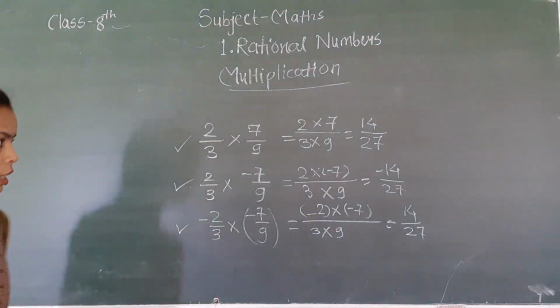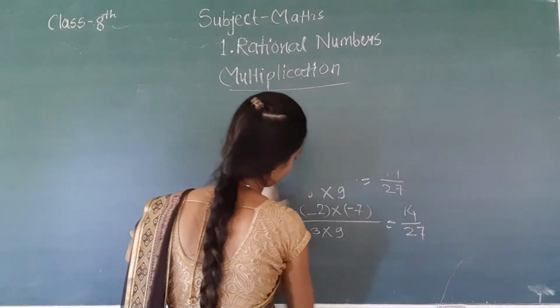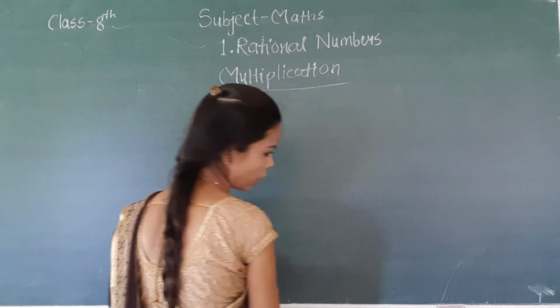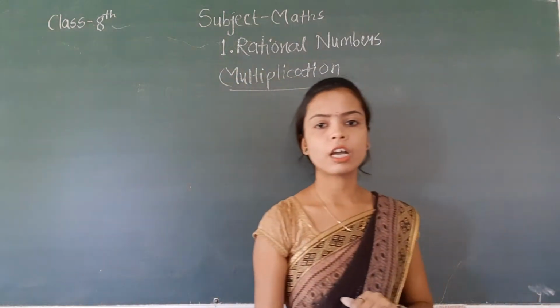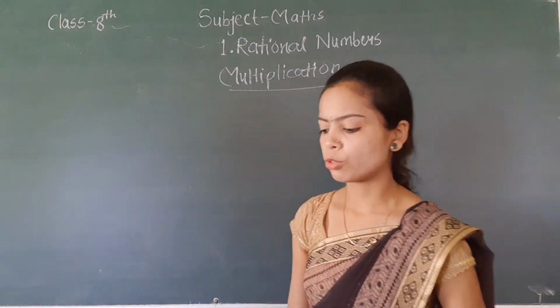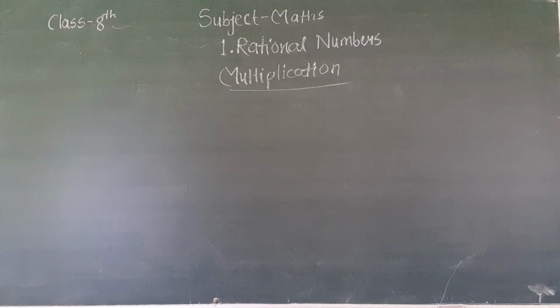After that we are taking our second property, that is commutative property. Now tell me, what is commutative property? Anyone have an idea about the commutative property? Recall it.